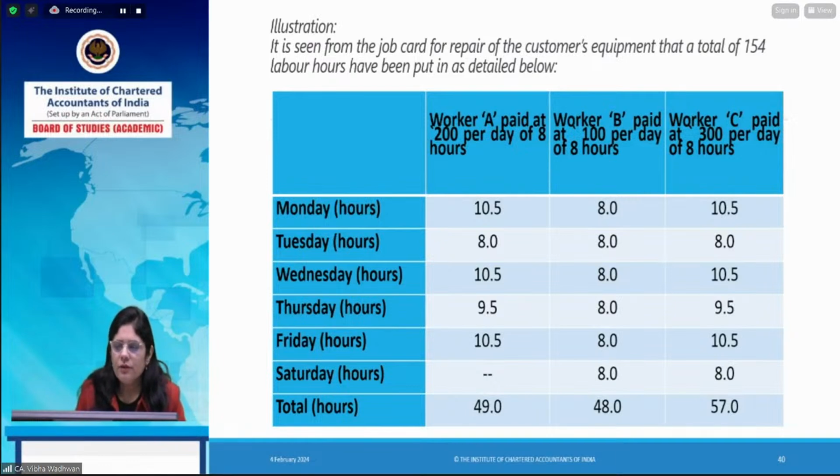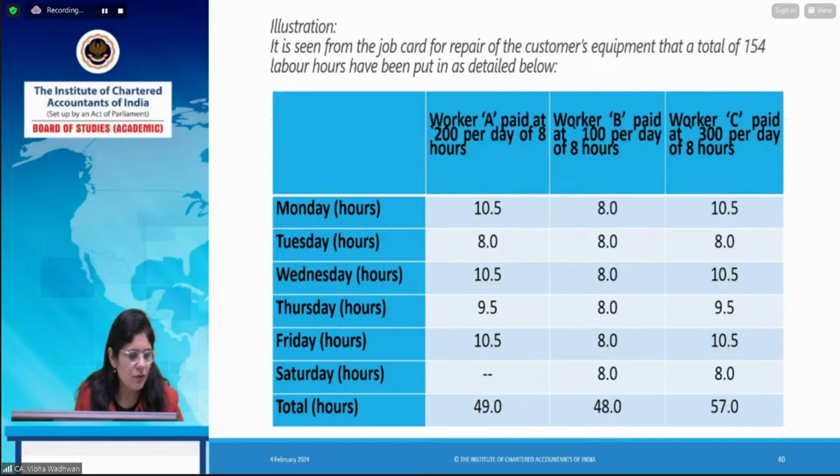All right, so there are three workers, worker A, B, and C, and it's an illustration for overtime, right? Worker A is paid 200 per day of 8 hours, worker B 100, and worker C 300. So this is the wage rate per day. We can calculate it per hour also.